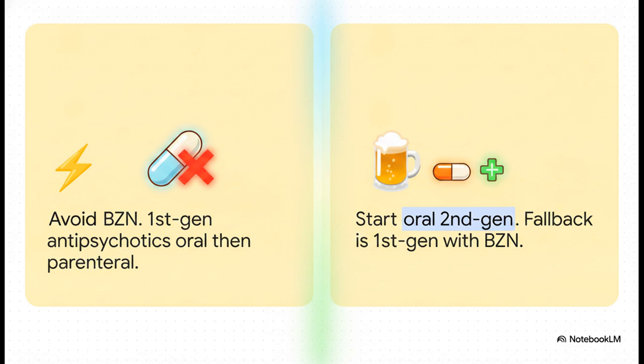Your ladder here relies on first-generation antipsychotics, specifically haloperidol, starting oral and then moving to parenteral. But on the right side, for CNS depressants like alcohol, the whole playbook changes. Here, you're going to start with oral second-generation agents, and your parenteral fallback involves first-gen paired with benzos. It is a completely different pathway.